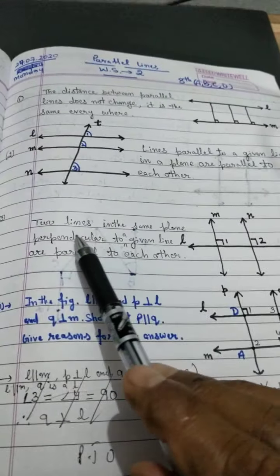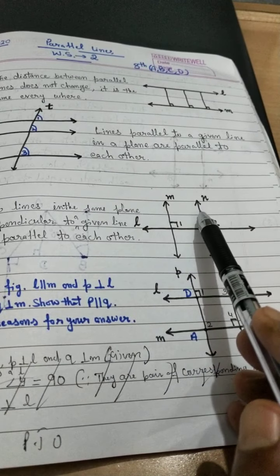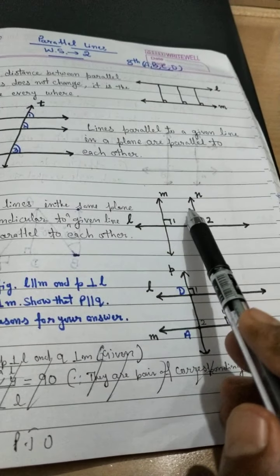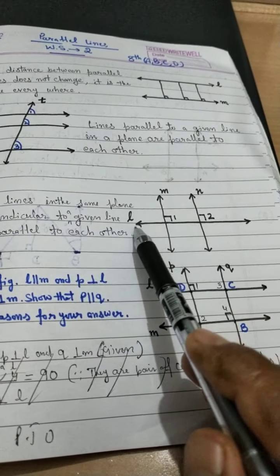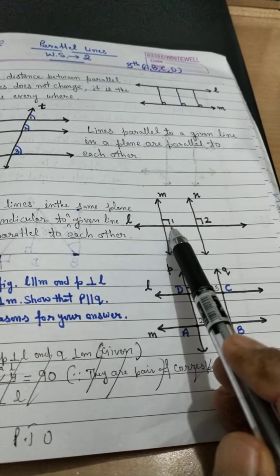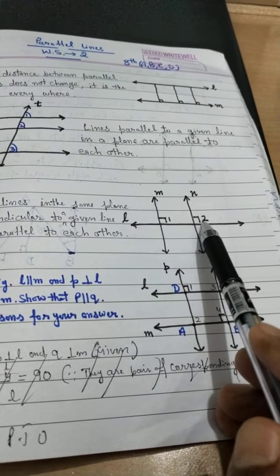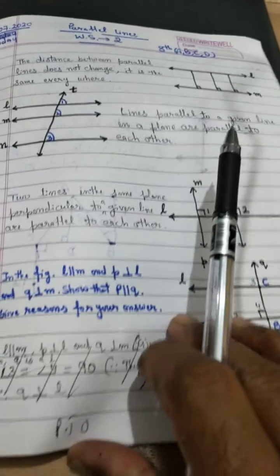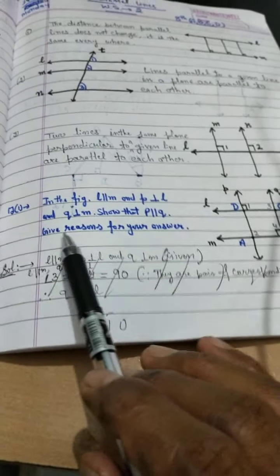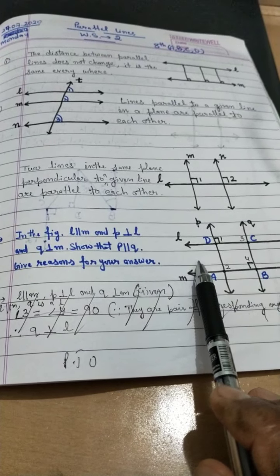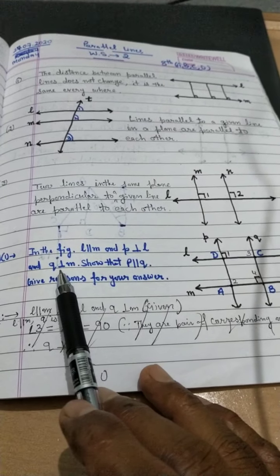Two lines in a plane which are perpendicular to a given line: M and N are two lines. First, we don't know these are parallel, but they are perpendicular to the given line, that is L. So angle 1 is equal to angle 2, pairs of corresponding angles. Therefore, these two lines will be parallel to each other. So today I go for question first and second. The second question is totally based upon the first question, so solve this first question.